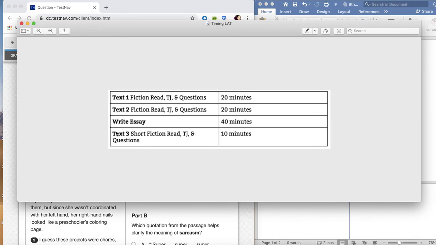And then after that, don't take too long on your essay because you've still got a 3rd short fiction story to read, complete your thinking job, and answer the questions, which you should leave at least 10 to 15 minutes for.